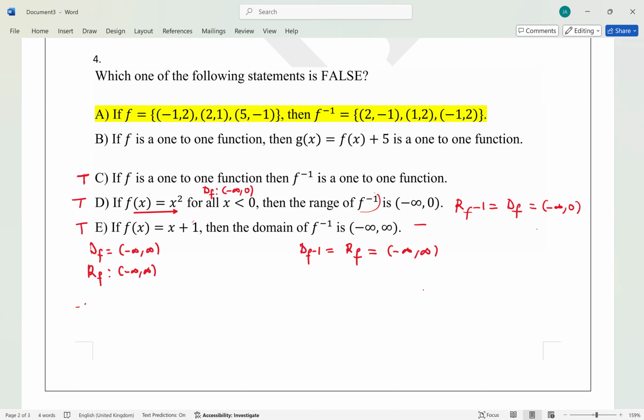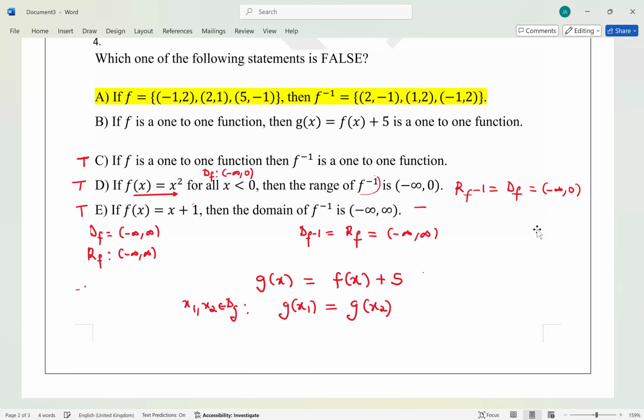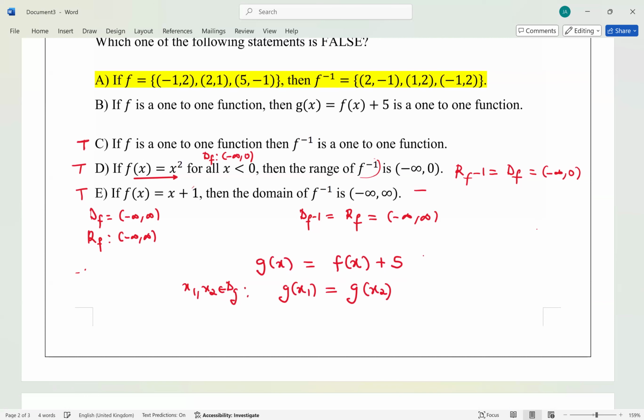Now, another way to prove this is this. Let's say you have g of x, which is f of x plus 5. When you want to prove that a function is one-to-one, you assume two values. This is another way. You say x1, x2 to be in the domain of g, right? Then you assume that g of x1 is equal to g of x2. You want to show that the function is one-to-one. If the function is one-to-one, then you must have x1 to be the same thing as x2.